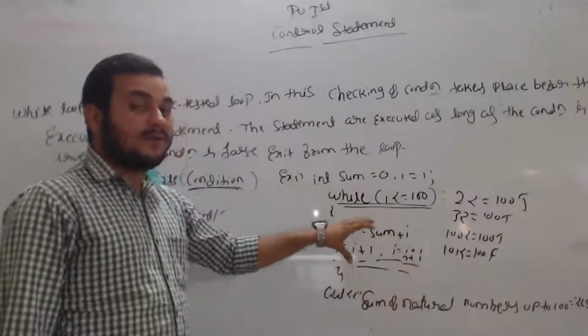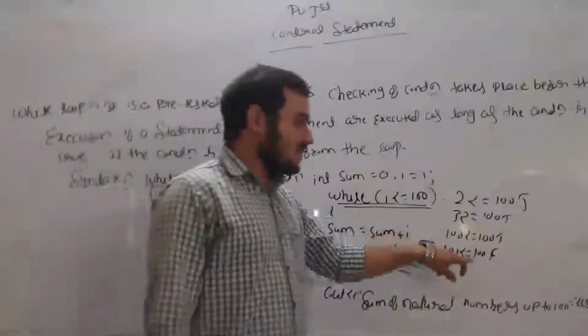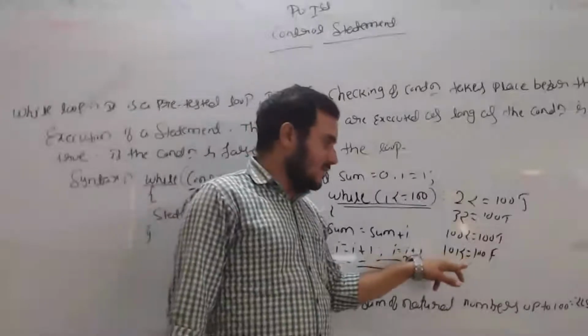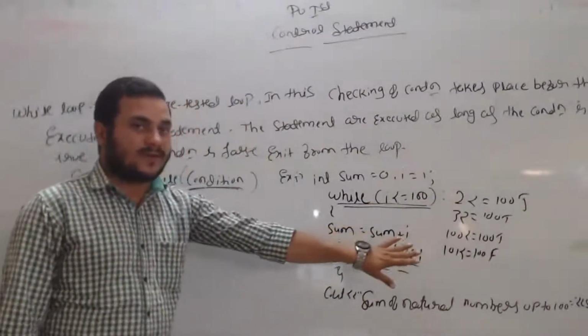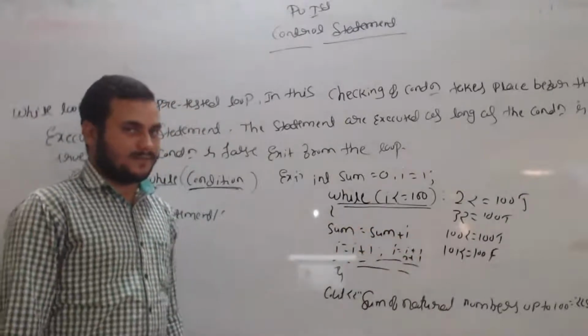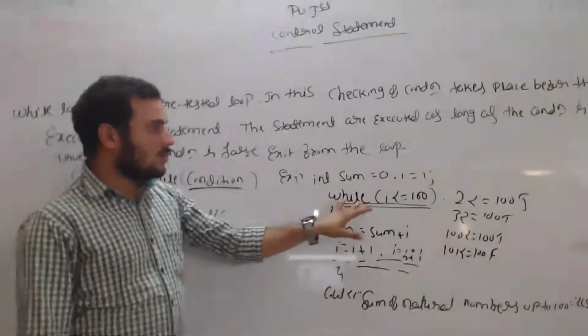Once the condition becomes false, the last statement will be executed and it comes out of the loop. So this is the while condition.